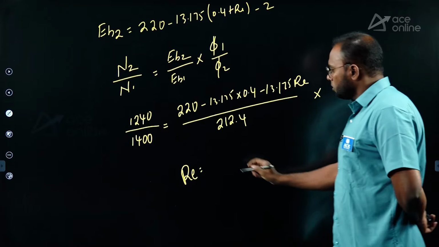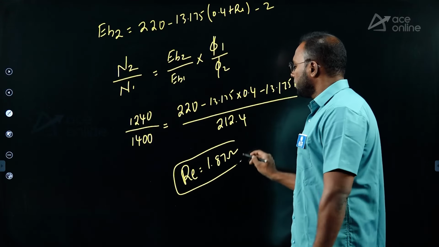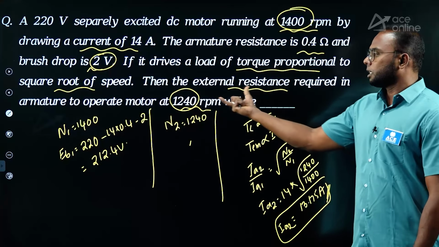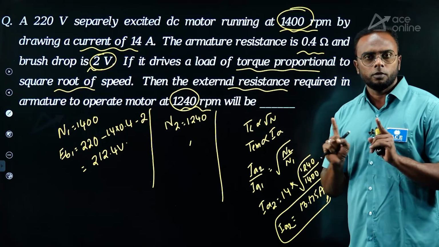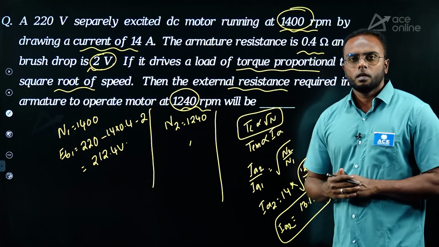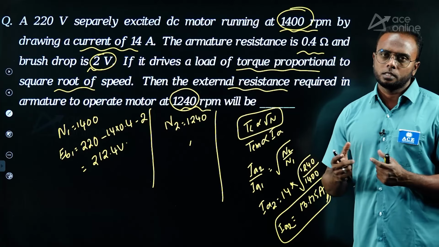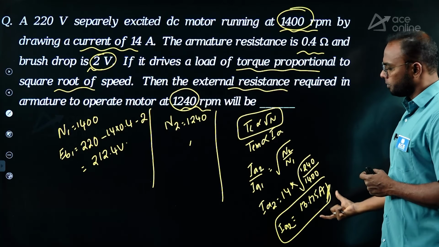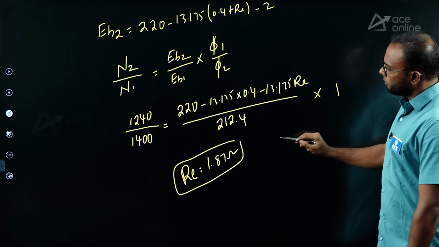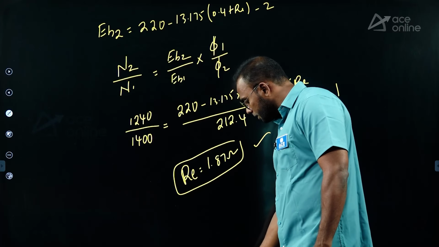So it is coming around 1.87 ohms. If you add this much external resistance in series with the armature, the speed will be reduced to 1240, under which condition? The load torque proportional to the square root of the speed. Suppose they give some other condition, proportional to N or N square, the same procedure again: you have to simplify, calculate the back EMF, and then substitute here, and we will get the value of RE. Okay. Right. Next question.